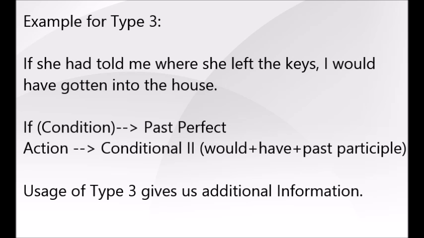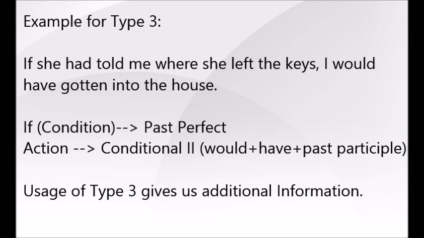This is an example for type 3. If she had told me where she left the keys, I would have gotten into the house. So the if part of the sentence stands in past perfect, and the action part stands in conditional 2. And again, the usage of type 3 tells us that it is not possible to fulfill the condition anymore because it's in the past. And this is the case with this sentence as well.